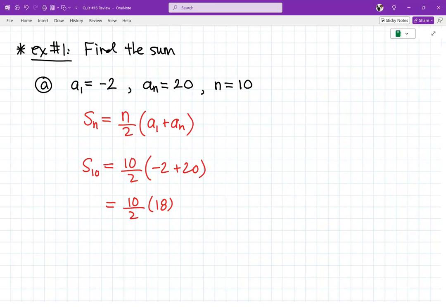And then I can divide 10 by 2. That's going to give me 5, and that's 5 times 18, right? So multiplying 5 times 18, that comes out to 90, I think, because 5 times 8 is 40, carry the 4. So yeah, that would be 90. And this right here, that's your sum.